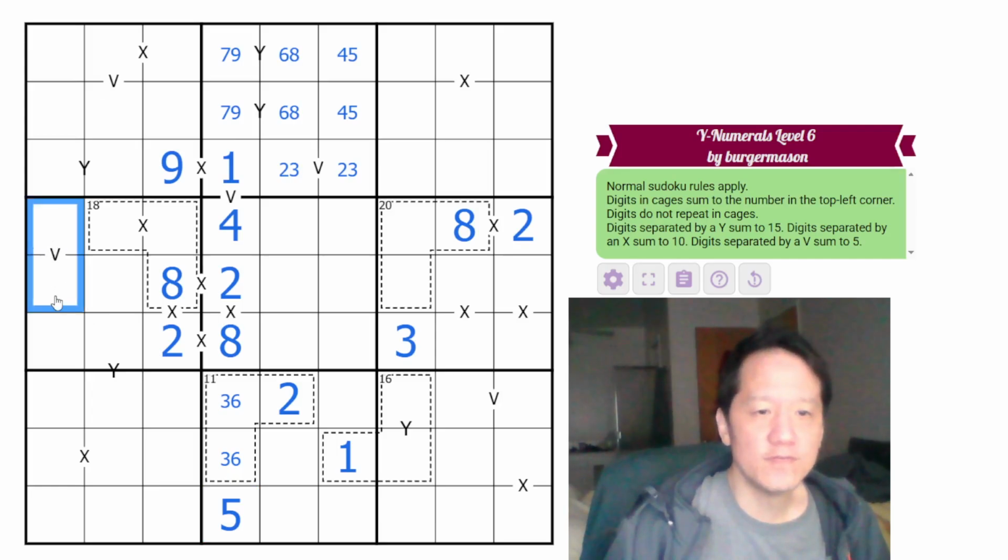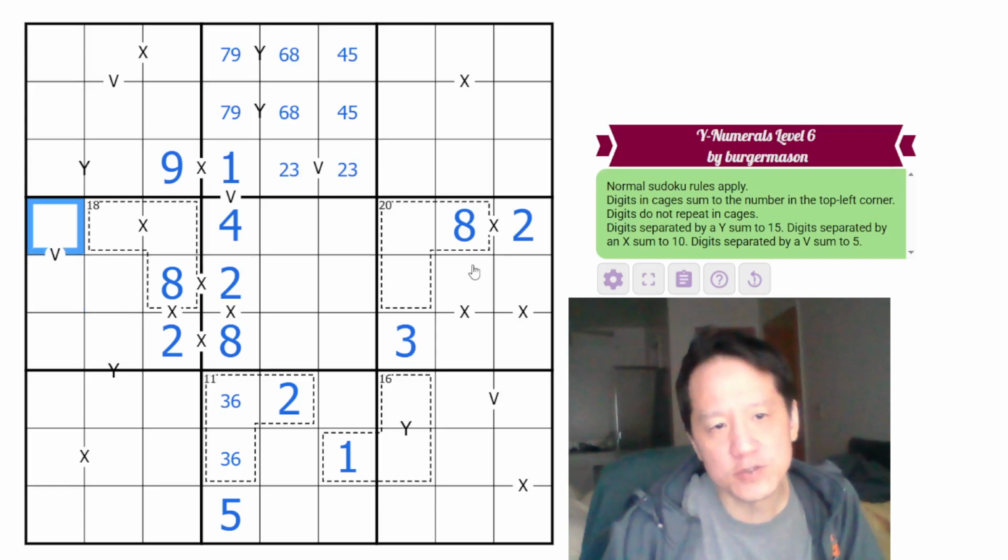This V adds up to 5, and it cannot contain a 2. So it cannot be 2 and 3. It has to be 1, 4. So this can't be 4. This is 1, which makes that a 4.